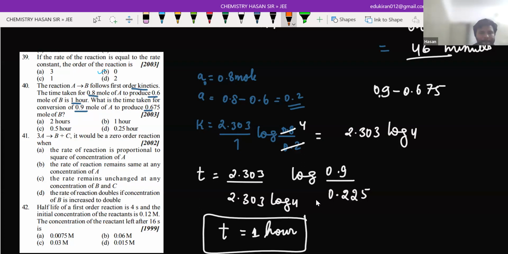Is that clear? This and this will be cancelled. If you divide, the calculation is 0.9 divided by 0.225, which comes out to be 4. And log 4 will be cancelled. So the answer is 1 hour, so the answer is B. Is that clear, Shahid? Please do respond.